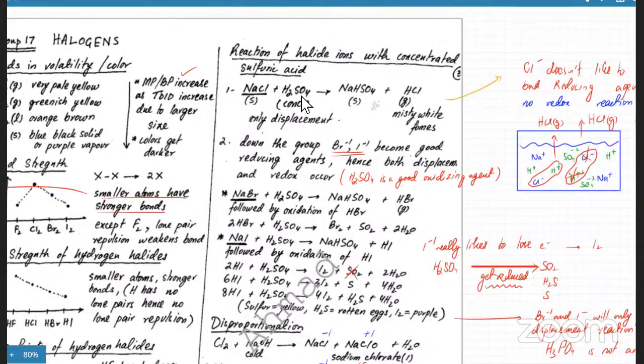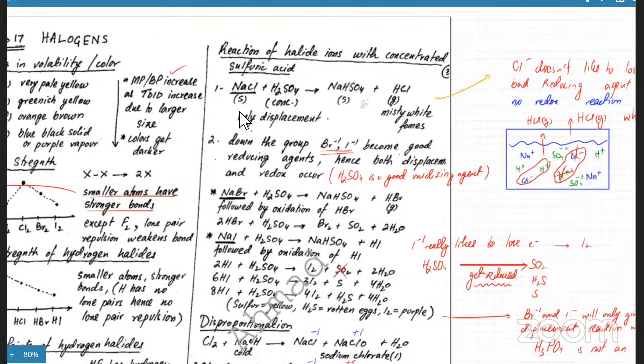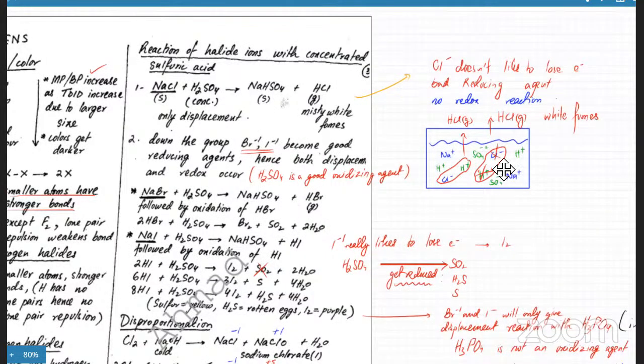So you've got NaCl, only displacement happens. The only thing that happens is that NaCl and H2SO4 ions kind of mix up in solution and the H+ and Cl- get together to form HCl gas. So you just get a displacement reaction, no redox happens. And you see white fumes or misty white fumes of HCl gas forming in the first one.